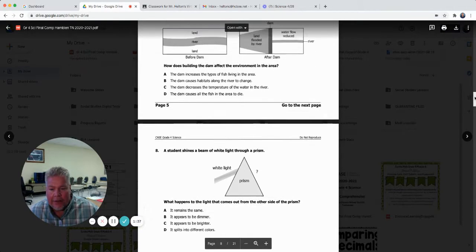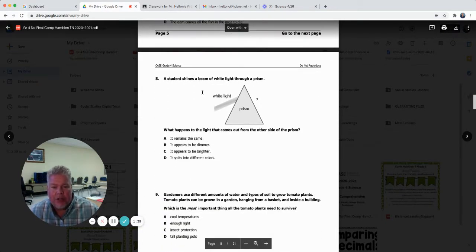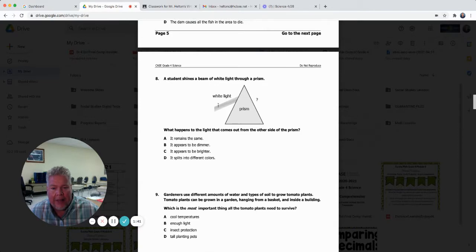Okay, number 8. A student shines a beam of white light through a prism. Do you remember what happens when you shine light through a prism? What happens to the light is it comes out from the other side of the prism. This light is refracted in the prism. It bends the light and it comes out in the different colors of the rainbow. So let's see which one has an answer like that.